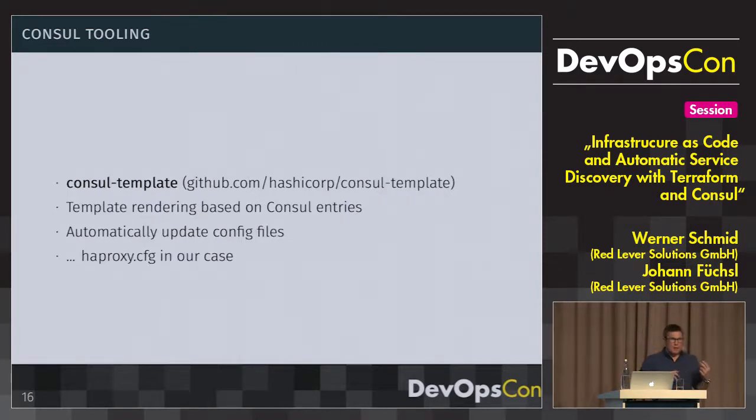And on the other side, you want to do something with that information in Consul. You want to use it to maybe build some configuration files. You want to make sure those are up to date. You want to react to values changing in Consul. And for that, we use Consul template, another tool. It is developed by HashiCorp too. And what it does is basically template rendering.